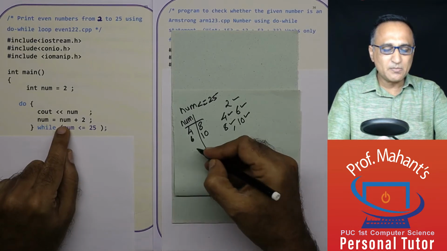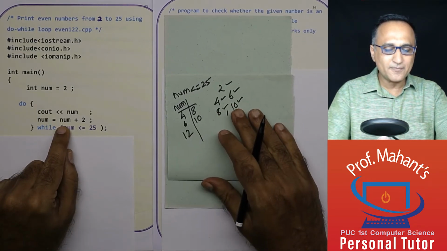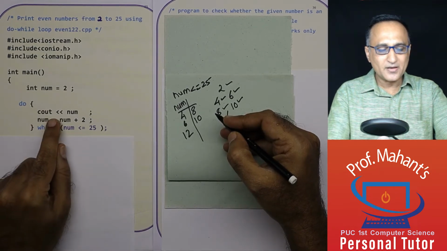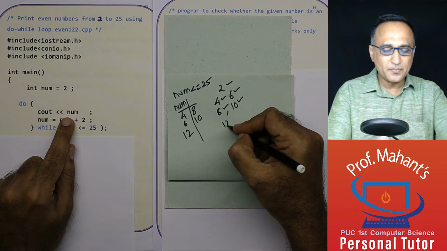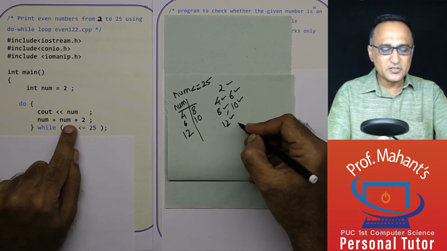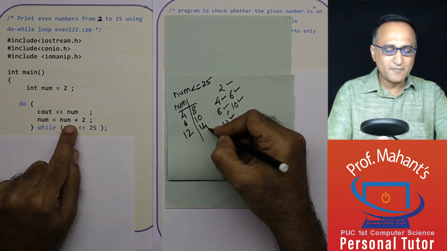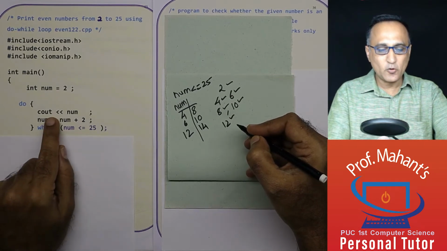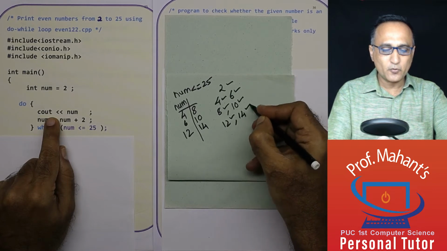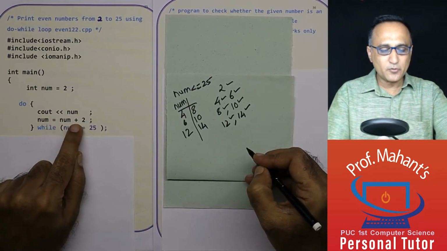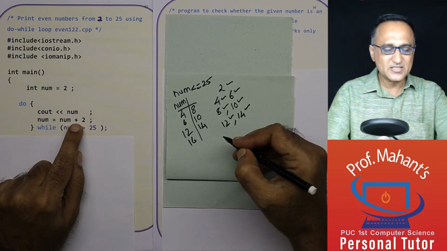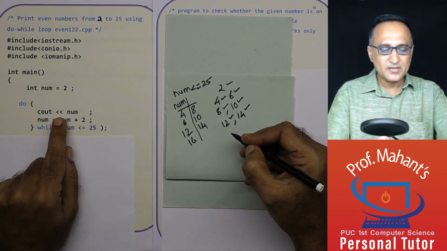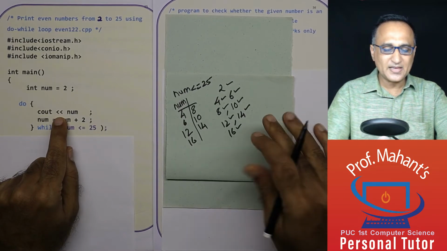Then I'm increasing number by 2. It ends up becoming 12. 12 is still less than or equal to 25. I go back here and print 12. Number is increased by 2 and ends up becoming 14. 14 is still less than or equal to 25. I go back here and print 14. Number becomes 14 plus 2 and ends up becoming 16. 16 is still less than or equal to 25. I go up here and print 16 as my next number.